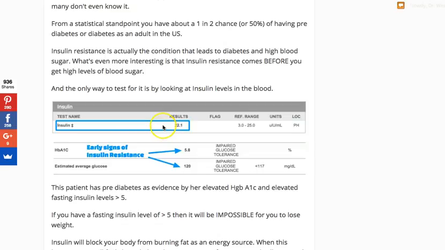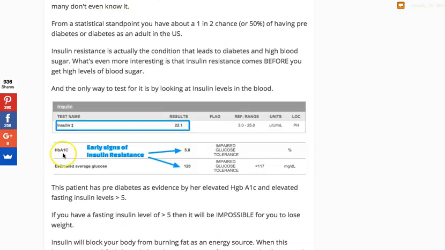And the cutoff that I use for this test is 5. So if you have a 12-hour fasting blood draw and you check your insulin and it's greater than 5, that's a big deal. Okay, so if you put this person's result into this context, you can see that a 22 is massive, right? That's 4 or 5 times higher than what it should be.